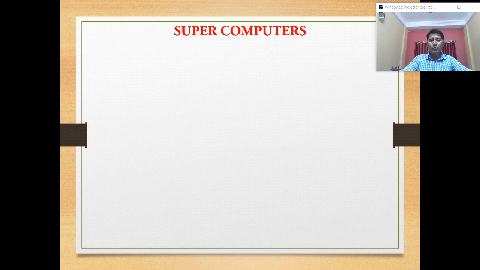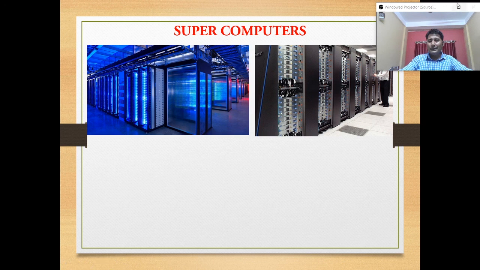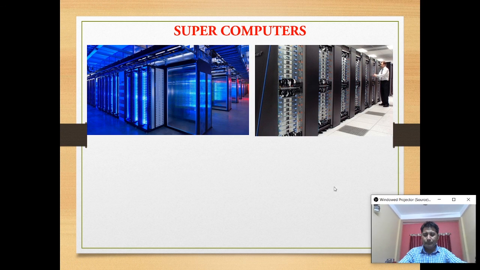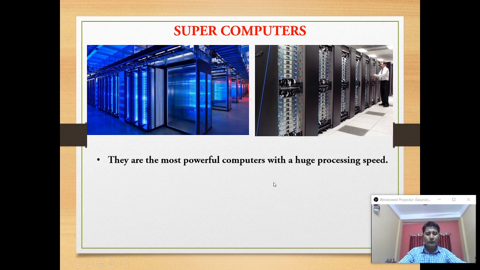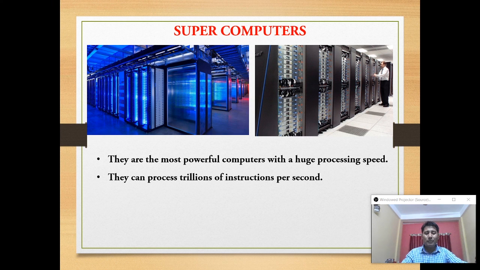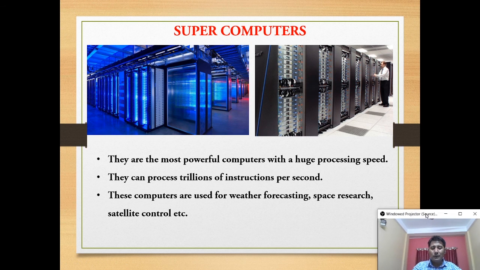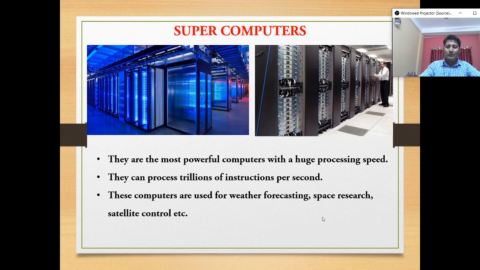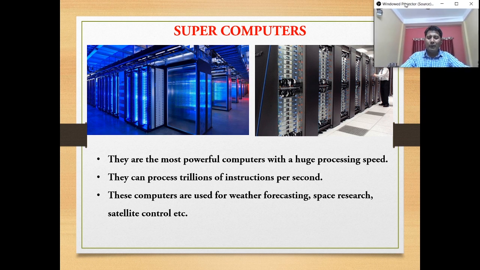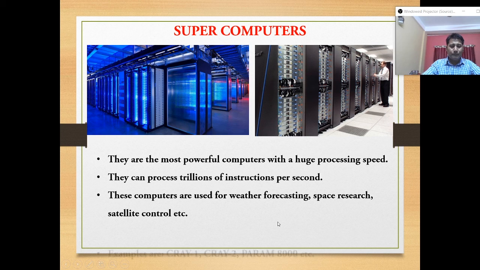Now finally, the supercomputers. So these are examples of some of the supercomputers. So they are the most powerful computers with a huge processing speed. They can process trillions of instructions per second. So from here you can make out how fast the supercomputer is. These computers are used for weather forecasting, for space research, for satellite controls, and in very big hospitals for diagnosing diseases. Some examples of supercomputers are Cray 1, Cray 2, and Forum 8000.